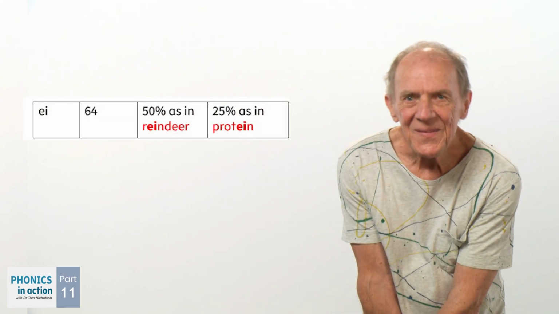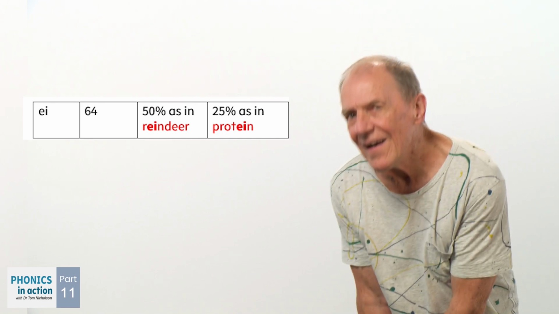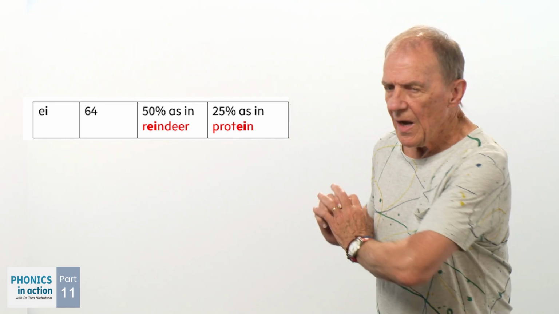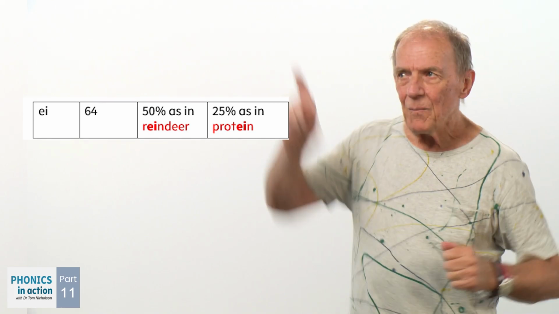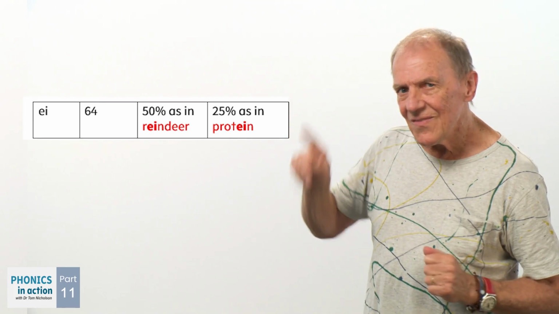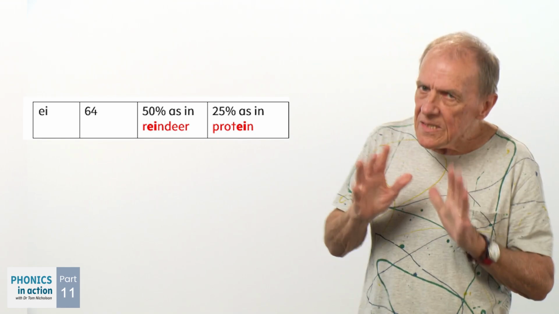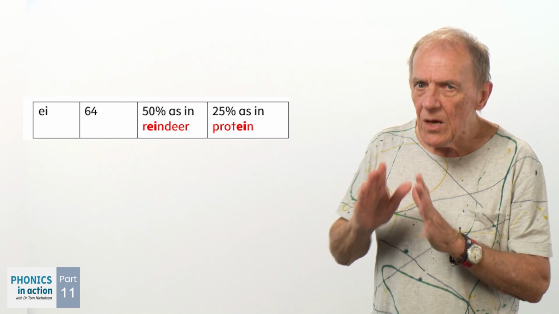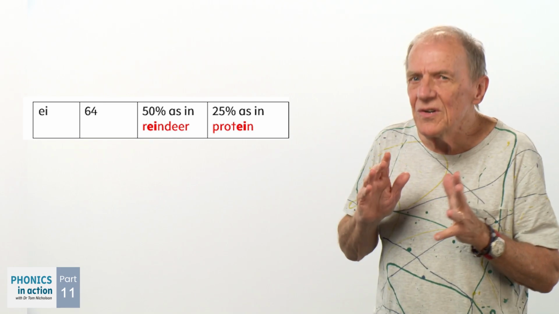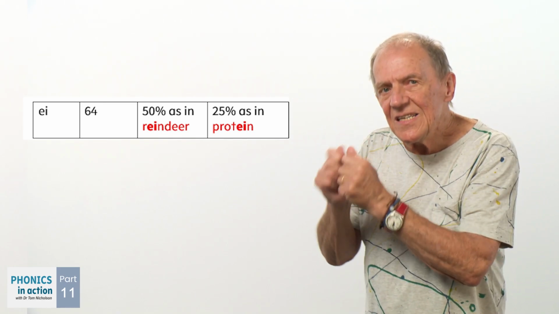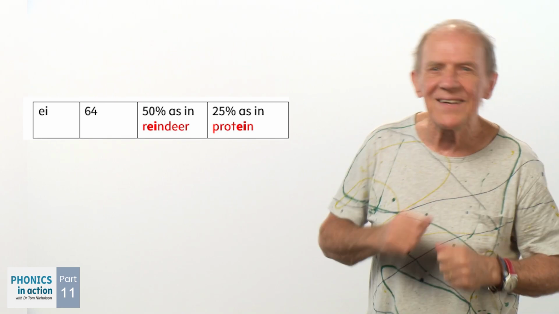Now, the final one. This is a lesson for the EI. It also has two sounds. So here we go. Hi, everyone. I'm pointing to the EI on this chart. This is another two-sound digraph. Now, it doesn't come up very much, maybe only 60 or so words, but when it does come up, it has either the A sound or the E sound.